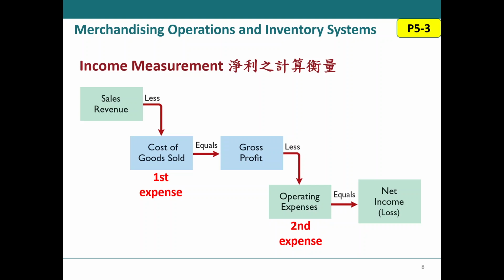So what does that mean? Operating expenses: rent expense, utility expense, salaries expenses, interest expenses. Okay, any kind of expenses except inventory. So you can get your final profit, net income. Okay. Any questions? No problem?